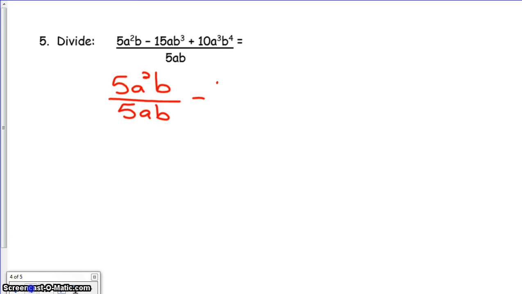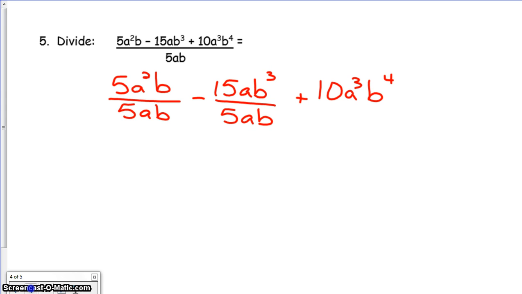Then we're going to do the next one, 15ab cubed divided by our denominator. And then our last term, again, divided by the denominator. So we're going to simplify each of those. So it's almost like 3 separate division problems.